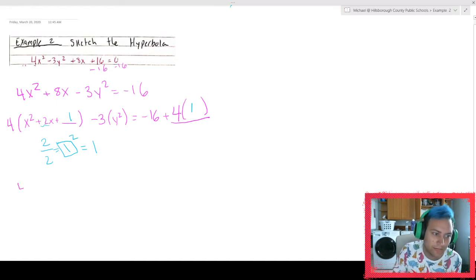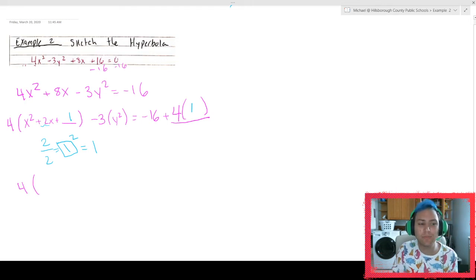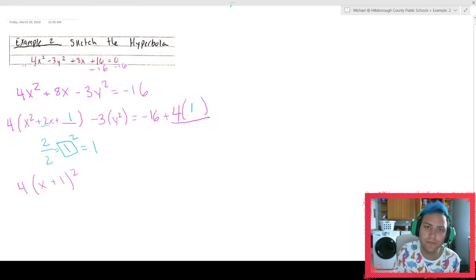When I go to factor that, put my 4 on the outside. We know that x squared plus 2x plus 1, the two things that multiply to make 1 and add to make 2, is this number right here that I put in a box, 1. So I'm going to get x plus 1 times x plus 1, which we can write as x plus 1 squared. Here I've got my minus 3 times the y squared.